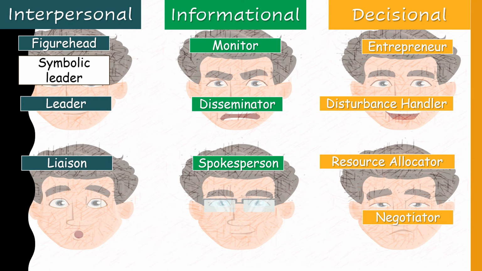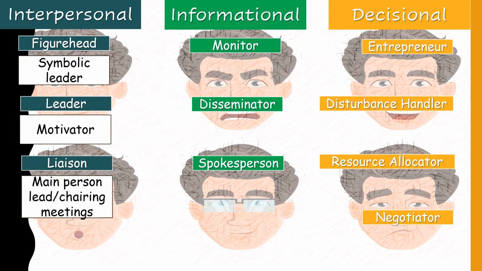If you got this right, that's good. A symbolic leader, or a person or a figure who represents the company in terms of communicating and representing the company. A figurehead is a symbolic leader. And under interpersonal, the leader is defined as a motivator: a person who needs to be able to motivate, communicate, and engage employees to reach a particular goal. And a manager would also need to play the role of a liaison, which is basically the main person in leading and chairing meetings, to represent the company in such meetings and so forth.